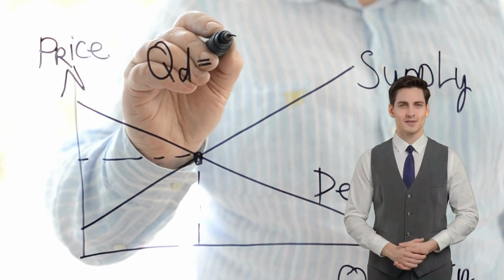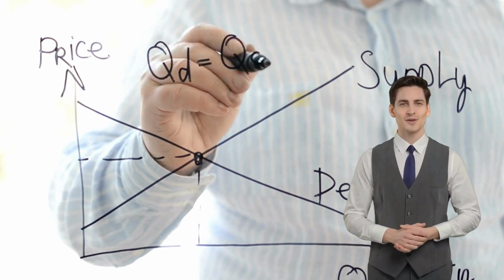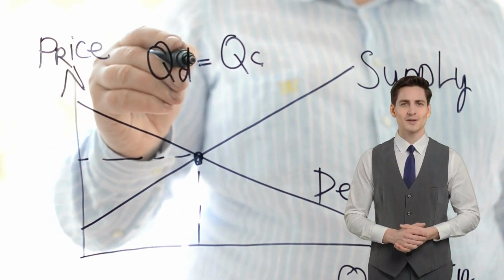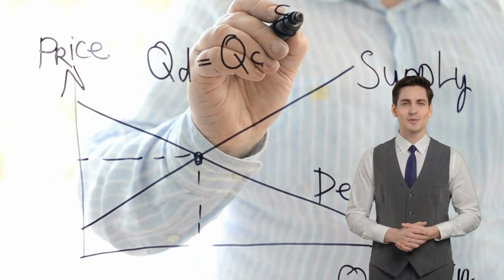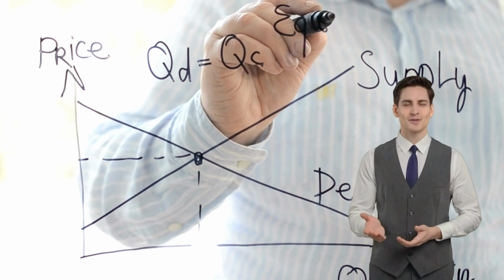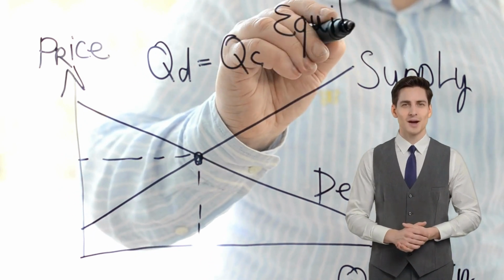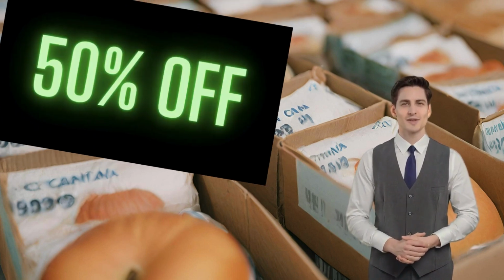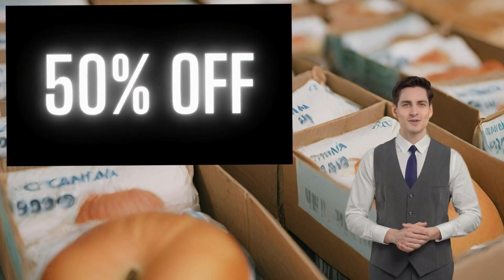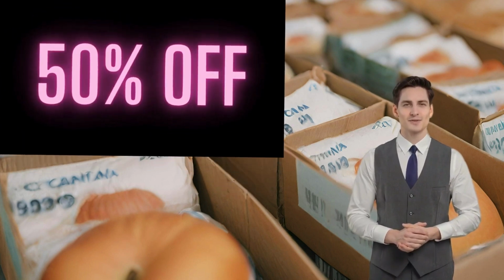Now, here's where it gets interesting. The point where the demand curve intersects with the supply curve is known as the equilibrium point. At this point, the quantity demanded equals the quantity supplied, and the market is in balance. If the price is above the equilibrium, it creates a surplus, meaning there is more supply than demand, which typically leads to market pressure, leading to a decrease in price until equilibrium is reached.